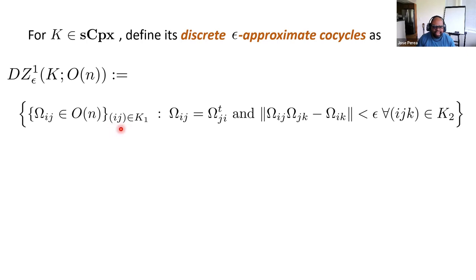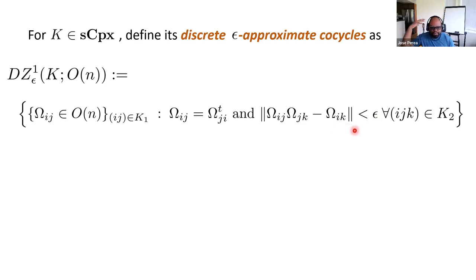So again, in the edge ij, just fix a matrix omega ij. And we're going to do it in such a way that omega ij should be the same as the transpose or the inverse of omega ji. So if you flip the orientation of the vertices, you invert the matrix. And we're also going to require that they satisfy this inequality on triangles: that if you go from ij to jk, that is at most epsilon away from omega ik.